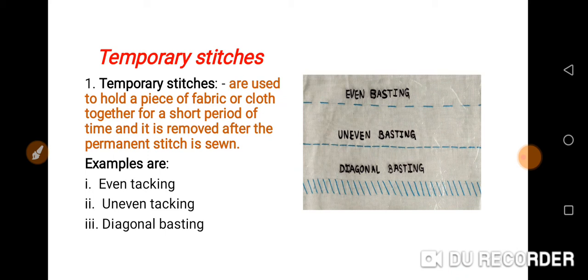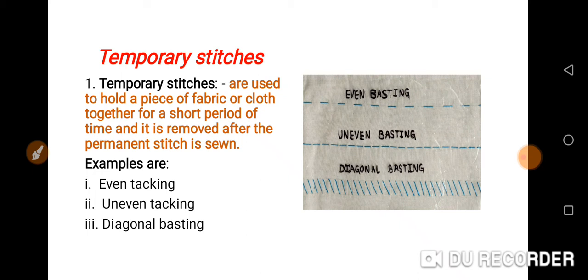When you talk about temporary stitches, we normally apply them on the fabric for a short period of time. Maybe if you want to cut the material, or if you want to do a specific design on it. Now, these are the examples of temporary stitches. We have even basting or even tacking. We have uneven tacking or basting, and diagonal basting.